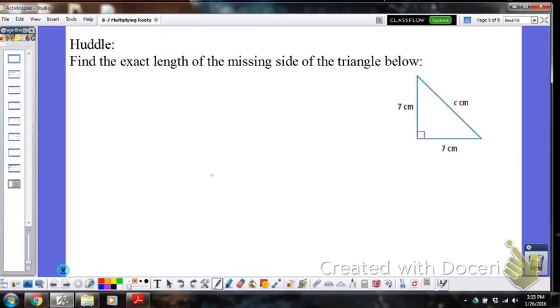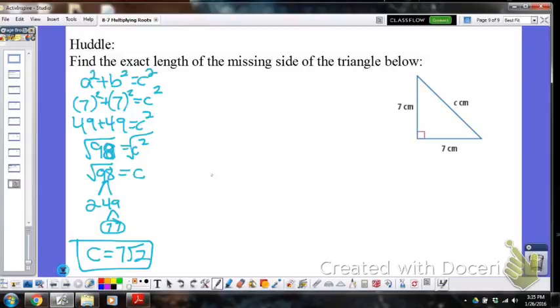So now I want you to work through this problem. Go ahead, I want you to find the exact length of the missing side of the triangle below. Use your Pythagorean theorem. Notice that the hypotenuse is missing. So go ahead, pause the video, work it out. When you're ready for the solution, unpause the video. Alright, so the solution to this missing side of the triangle is 7 root 2.